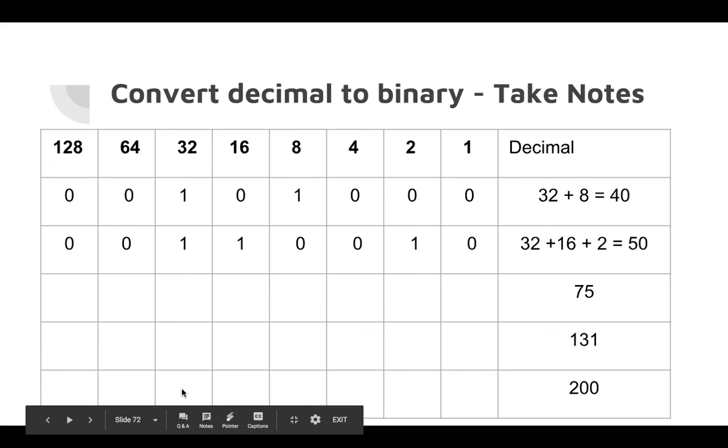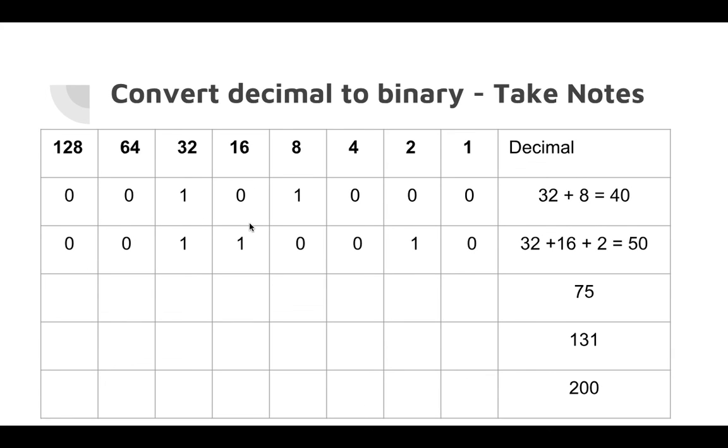So here's an example for both of them. For the 50, remember I used 32, 16, and 2. And I put zeros in all the other ones. So for the 50, the way you represent it in binary is 0011 0010. And for 40, remember we just used 32 and 8. Those are the only place values that have 1s. So I would say 0010 1000.